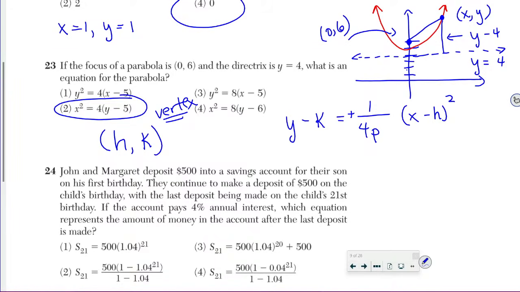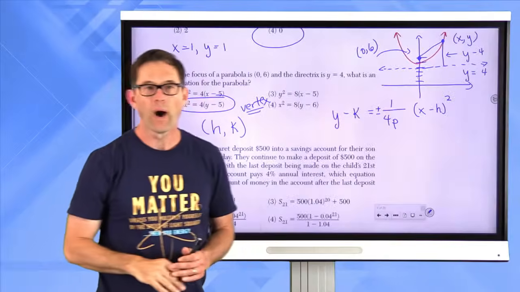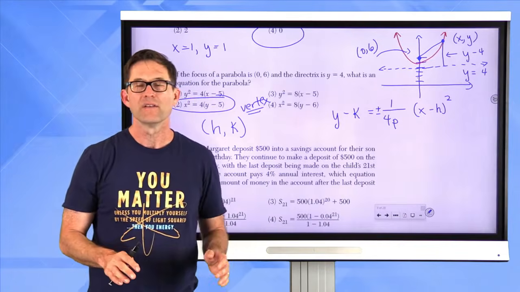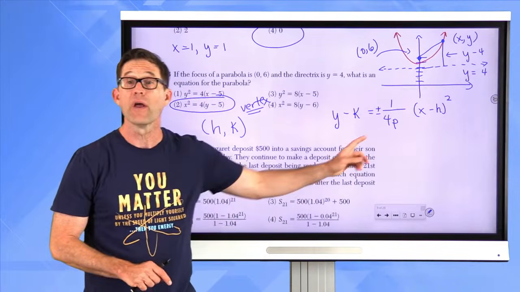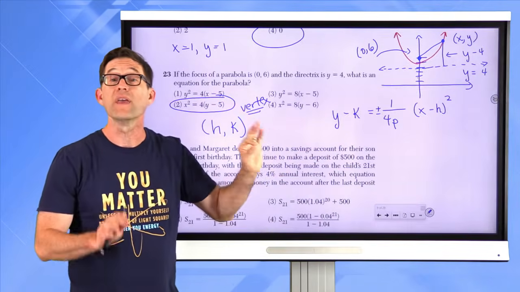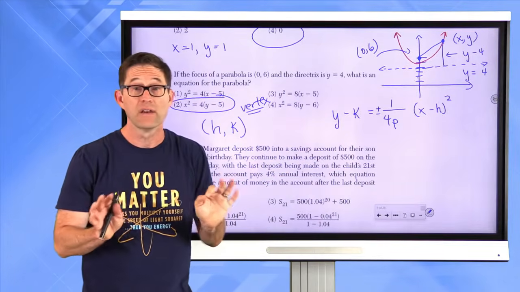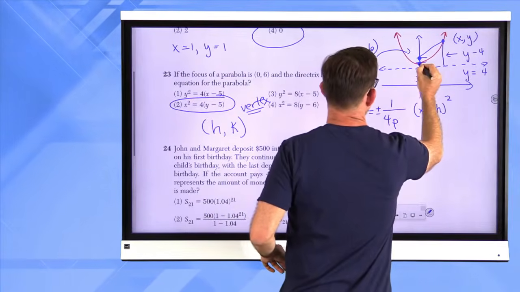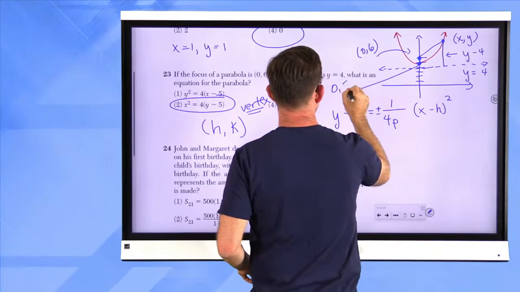And I'm going to put a little plus or minus in front of here. y minus k equals plus or minus 1 over 4p times x minus h squared. Now remember, h and k are the coordinates of the vertex, not the focus. So the vertex we'll always be able to figure out is right here, (0, 5).